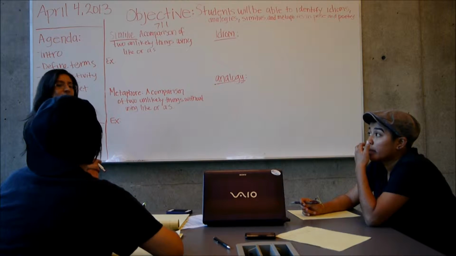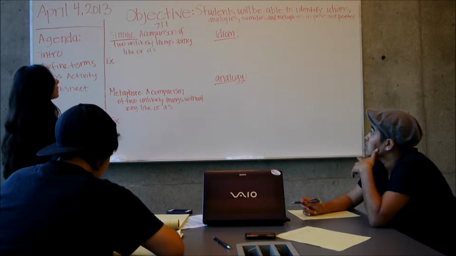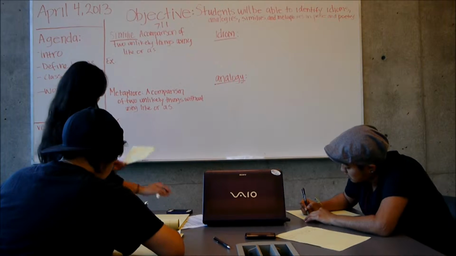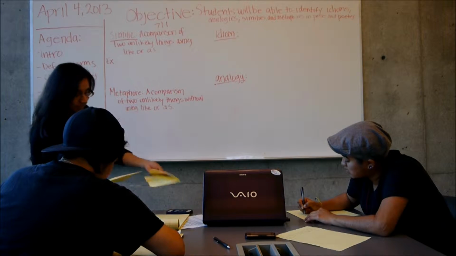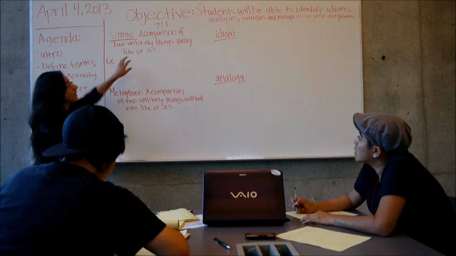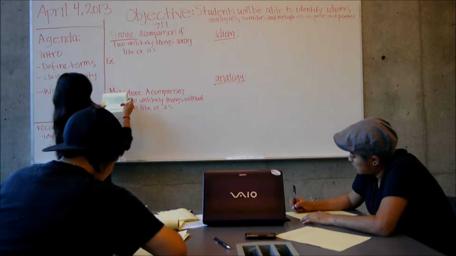You're making a comparison of two things. So the definition that we have up on the board is a comparison of two unlikely things using like or as. So I'll give you an example of a simile so you can refresh your mind a little bit. And I want you to write this definition down. So if you aren't doing this already, please write this down in your notebooks. Thank you.